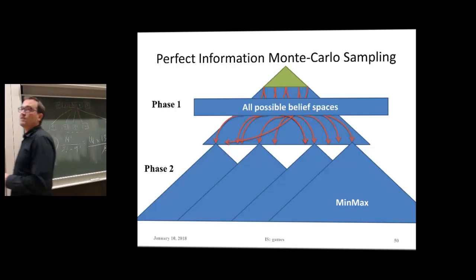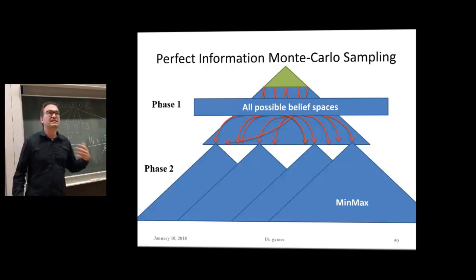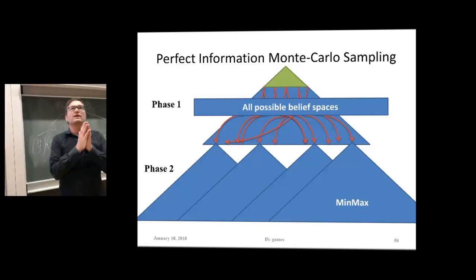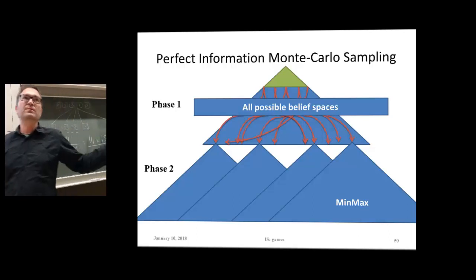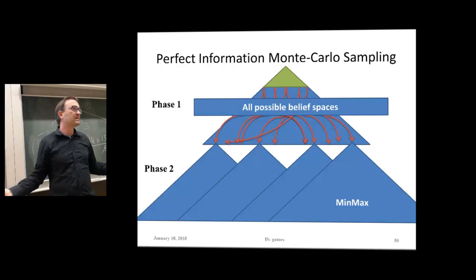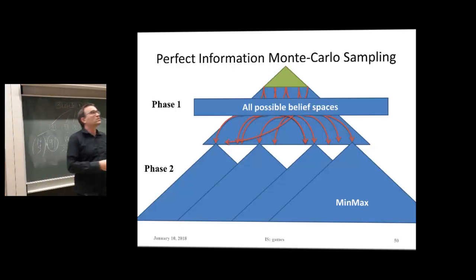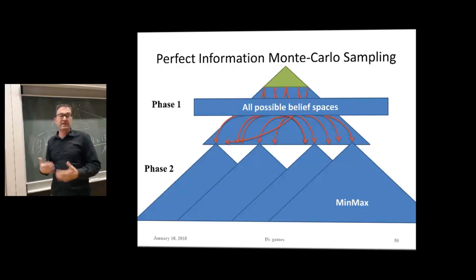So the standard way of dealing with games which have an incredibly big branching factor because of the number of belief states is to apply what's called perfect information Monte Carlo sampling.